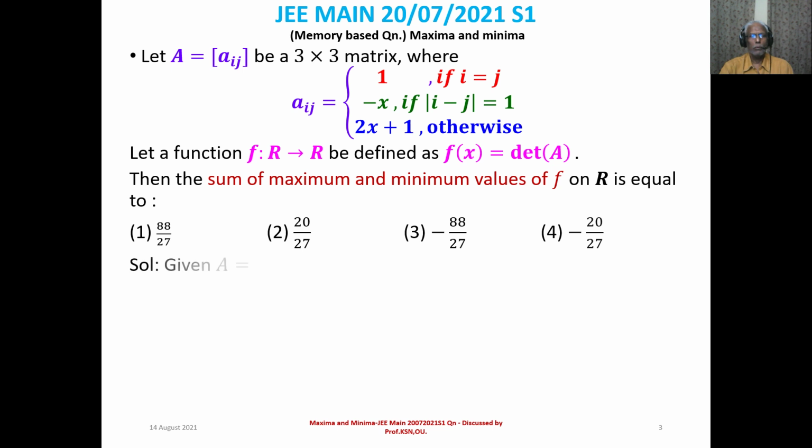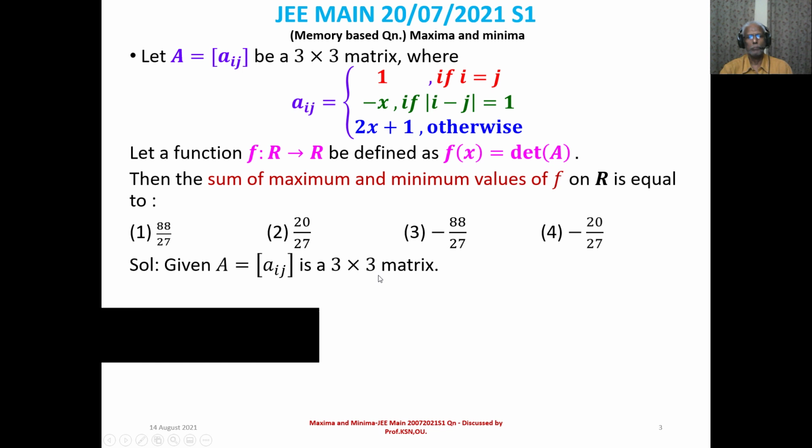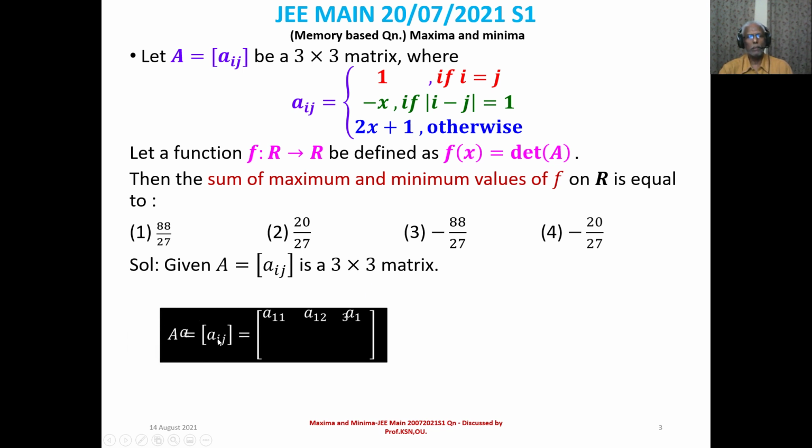Solution. We will now set up the matrix capital A is equal to the bracket Aij. i takes the values 1, 2, 3. j takes the values 1, 2, 3. This is our 3 by 3 matrix with entries A11, A12, A13 first row, A21, A22, A23 second row, A31, A32, A33 third row. Now we will fill up the diagonal entries first with the given definition.